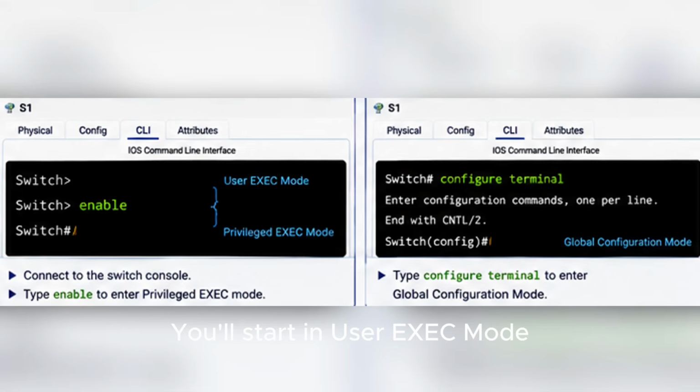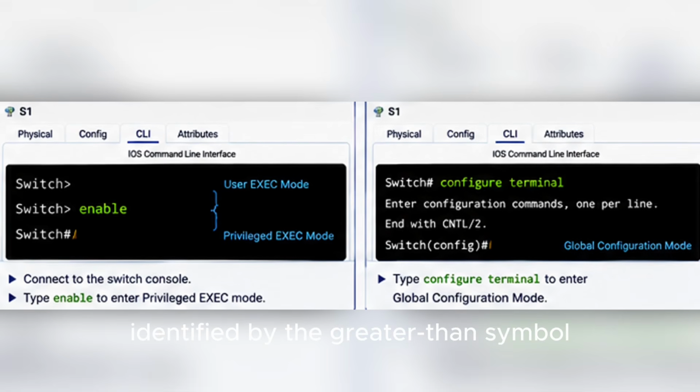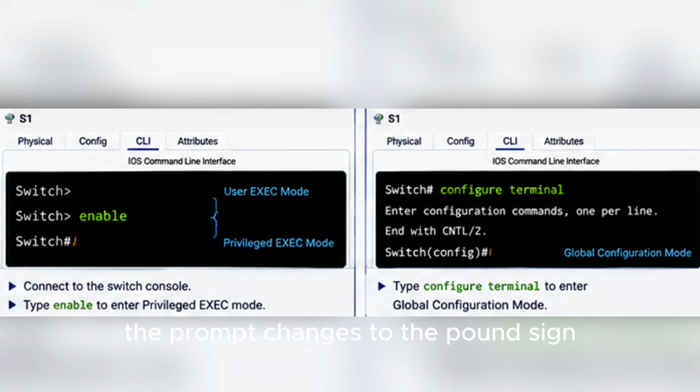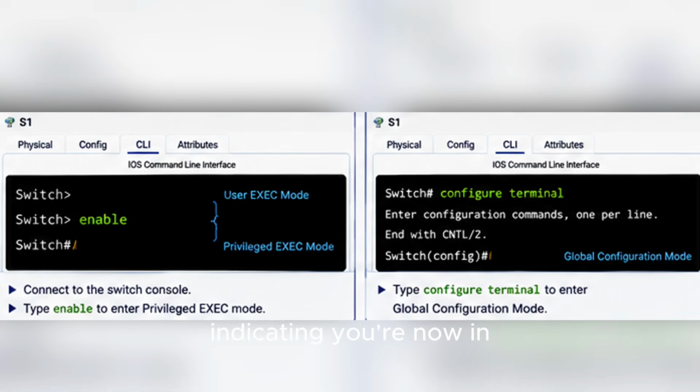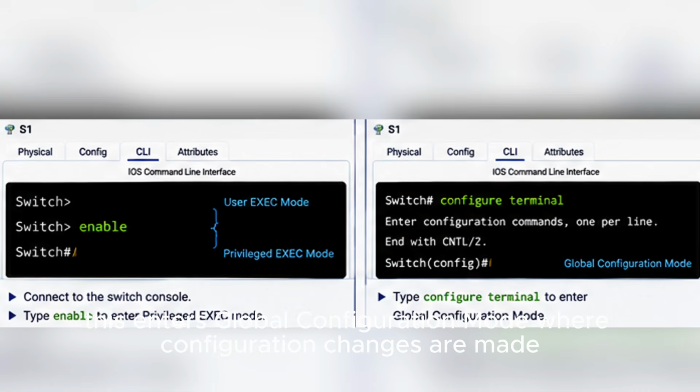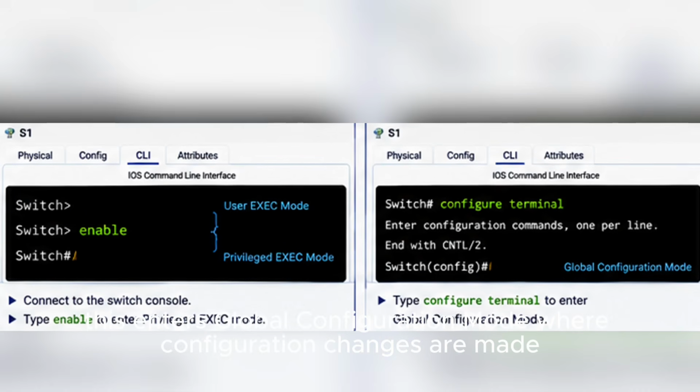You'll start in user exec mode, identified by the greater than symbol. Type enable and press enter. The prompt changes to the pound sign, indicating you're now in privileged exec mode. Next, type configure terminal. This enters global configuration mode, where configuration changes are made.